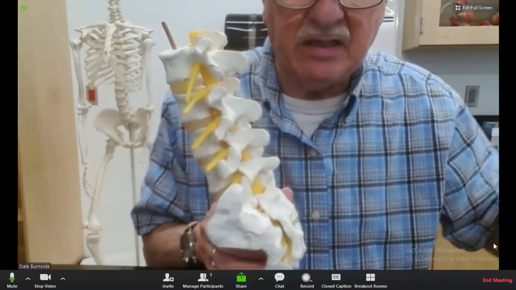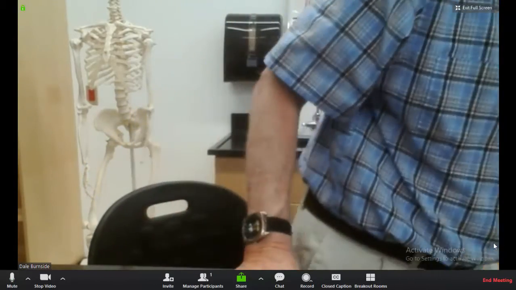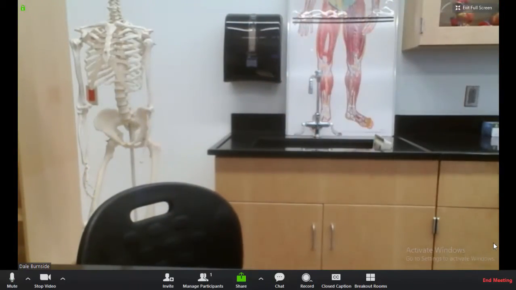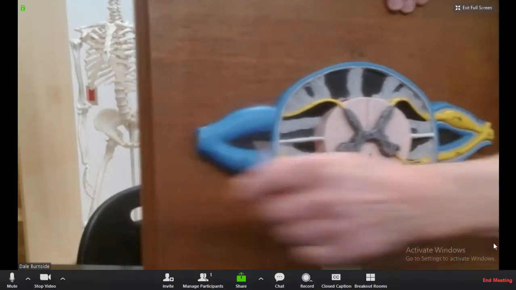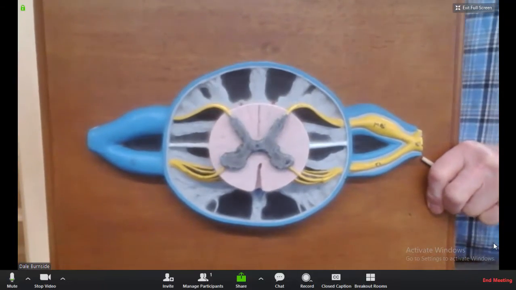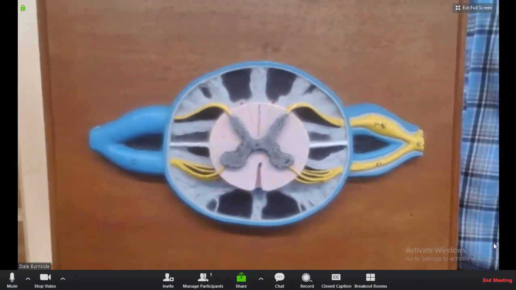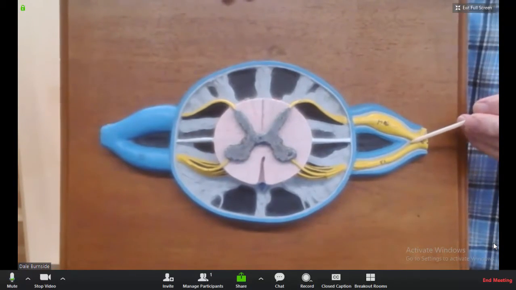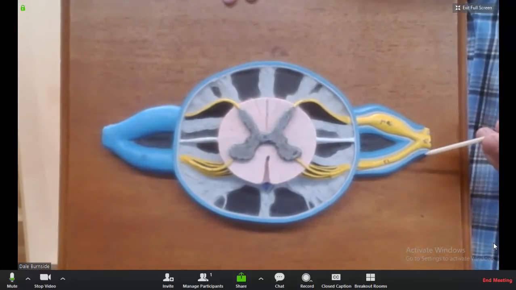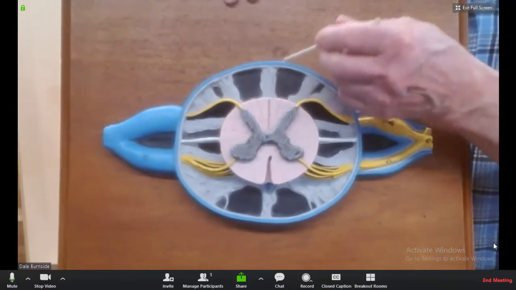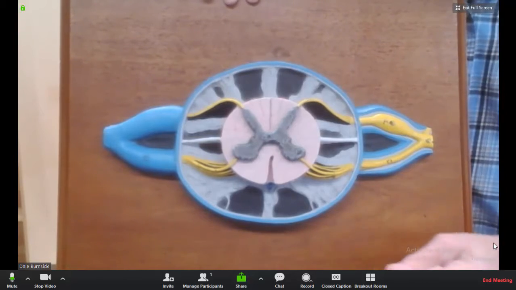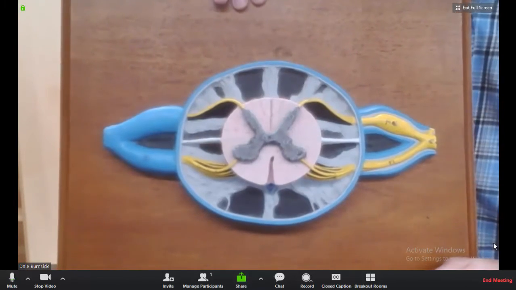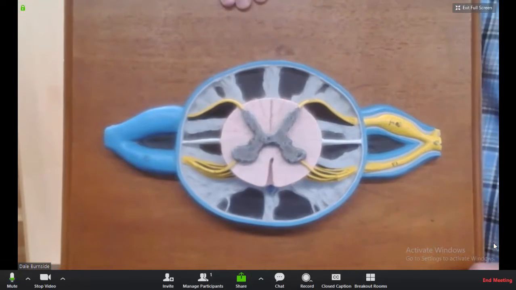So now let me go get the model of the cross section of the spinal cord. This is a cross section of the spinal cord, and let's take a look out here at the side first. This is the dorsal, this is the ventral, and that's a cross section cut through the spinal cord.